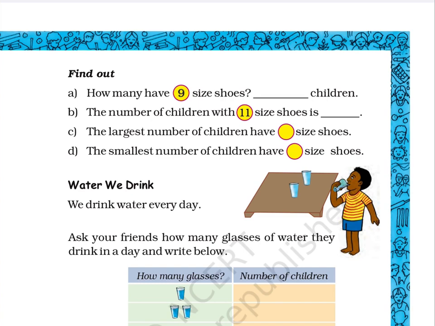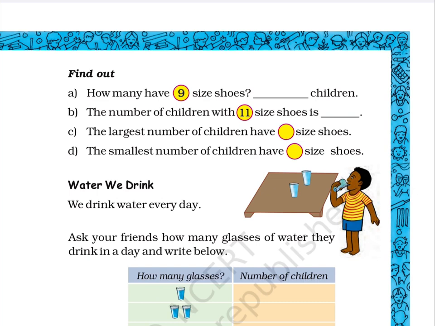Part 1. Find out. Question A. How many have 9 size shoes? Dash children. Question B. The number of children with 11 size shoes is dash.